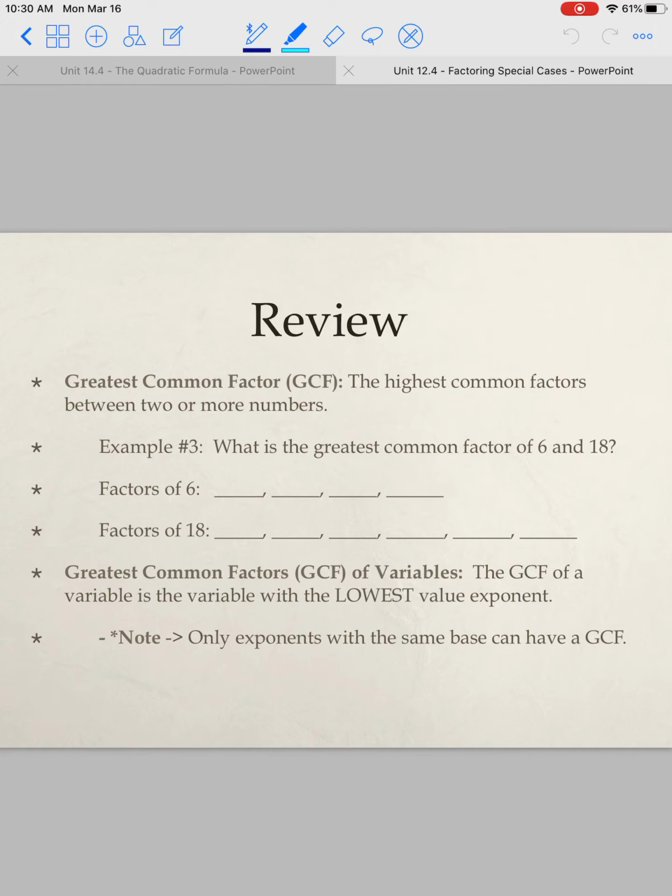All right, now remember the greatest common factor. What's the greatest common factor of 6 and 18? Well, let's list the factors of 6. 1 and 6. 2 and 3. Factors of 18 are 1 and 18. 2 and 9. 3 and 6. The greatest common factor of this one is going to be 6, right? Now, with the variables we talked about, it's the one with the lowest exponent.